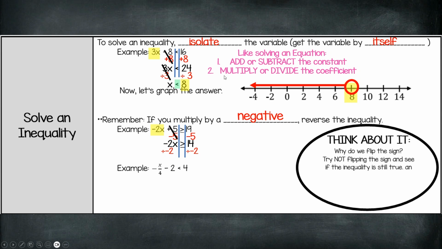So in order to remove a coefficient, we have to either multiply or divide to move the coefficient away from the variable. So when I divide by negative 2 on both sides, then I get x is now going to be less than or equal to negative 7. See how I went from greater than or equal to less than or equal to? That's because I divided by a negative number, and so I had to flip the sign.